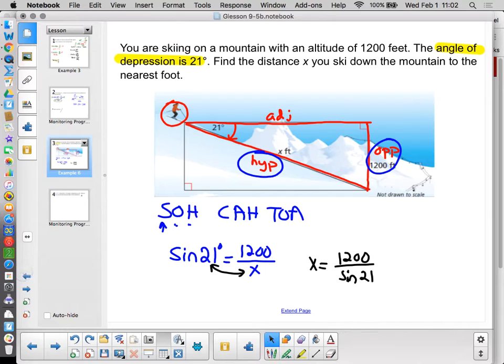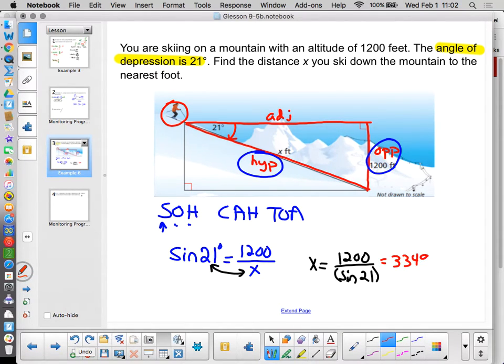Now, we learned a while ago, it's not 1,200 divided by 21. Sine 21 is a decimal value by itself. So I can't add, subtract, multiply, or divide this 21. It's just sine 21. So 1,200 divided by the sine of 21 in my calculator gives me 3,348.49 feet. To the nearest foot would be 3,349. It was actually 3,348.5, 5 rounds up. So that would be the distance down the slope to the nearest foot.